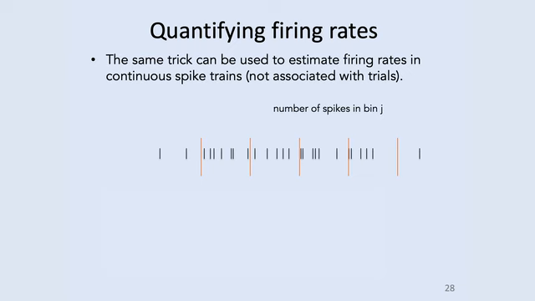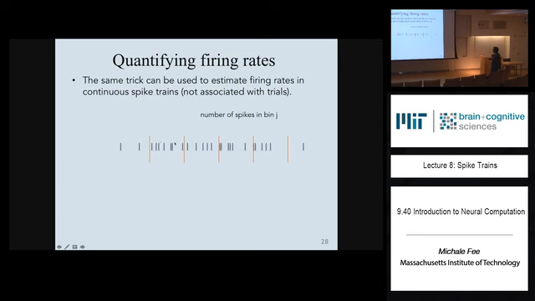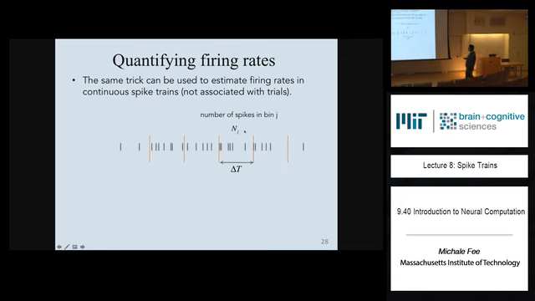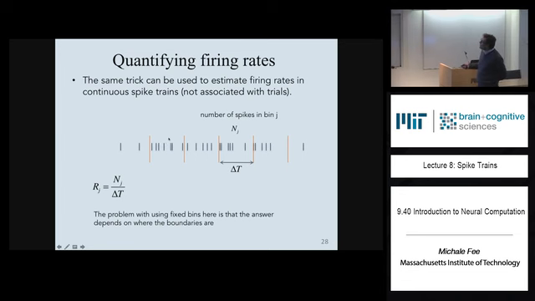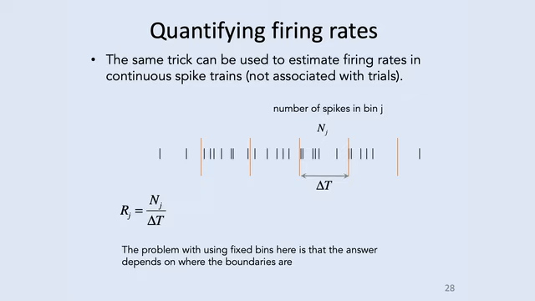And we can do that again by just taking that continuous spike train and breaking it up into intervals. So there will be n_j spikes in bin j, and the bin has some width delta t. Now, one problem that you can see immediately is that the answer you get will depend on where you place the boundaries of the bins. So if you take all these bins and shift them over by, let's say, delta t over 2, you can get a completely different set of firing rates for this same spike train. So there's not a unique answer.